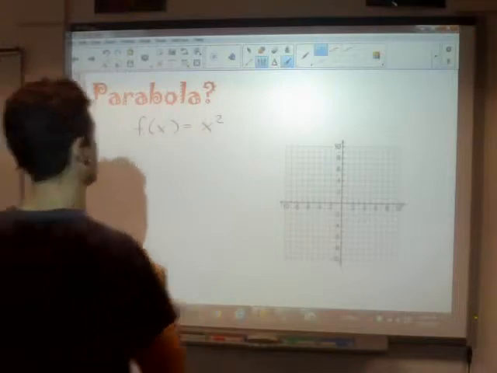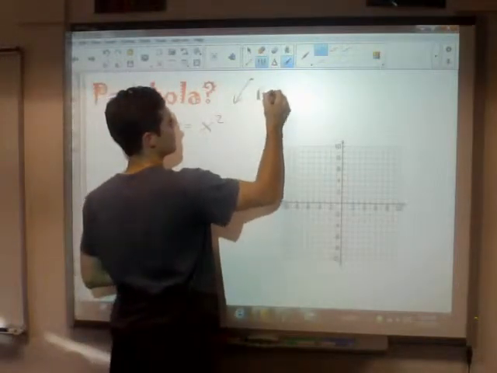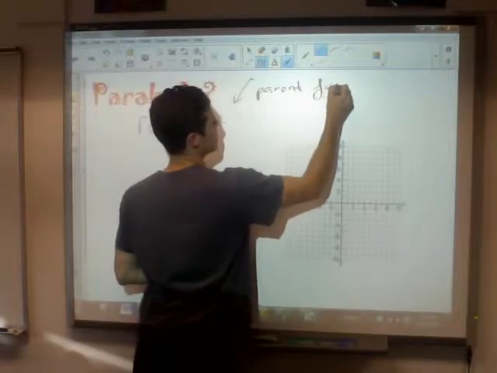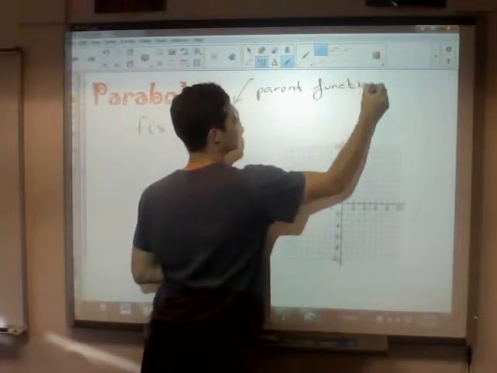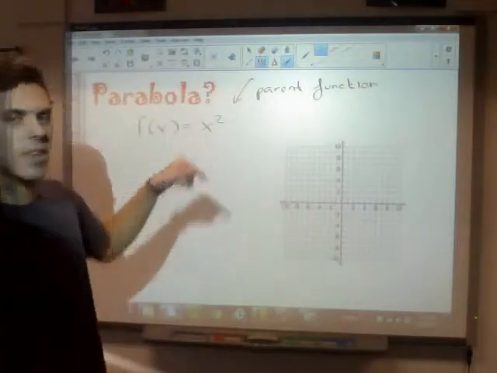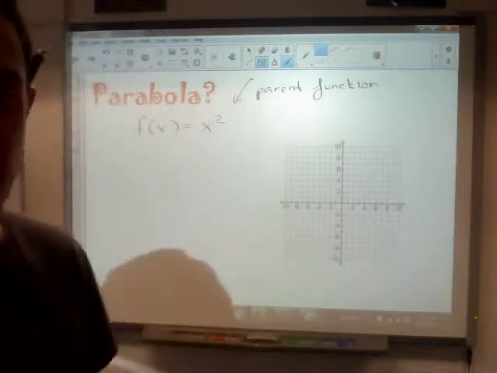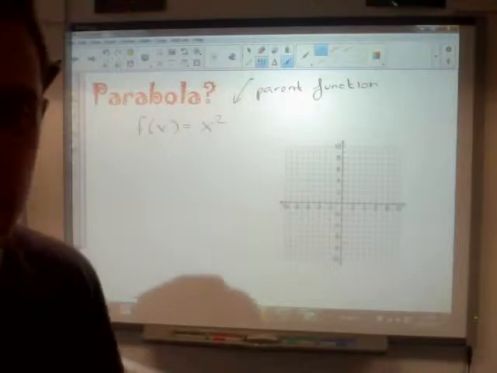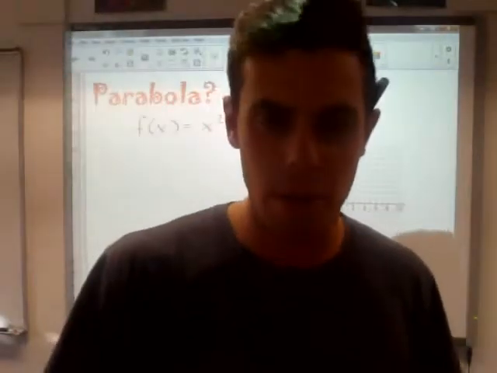That's what we call our parent function, meaning every type of parabola that we'll graph is going to derive or get its shape in some way from this function here. So know that function y equals x squared, or f of x equals x squared. That's the most basic parabola function.